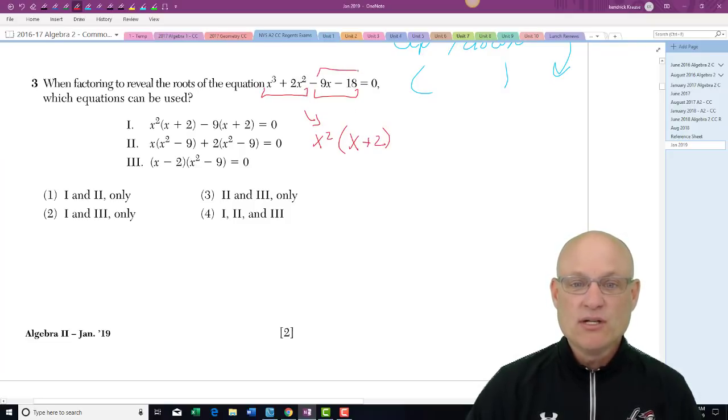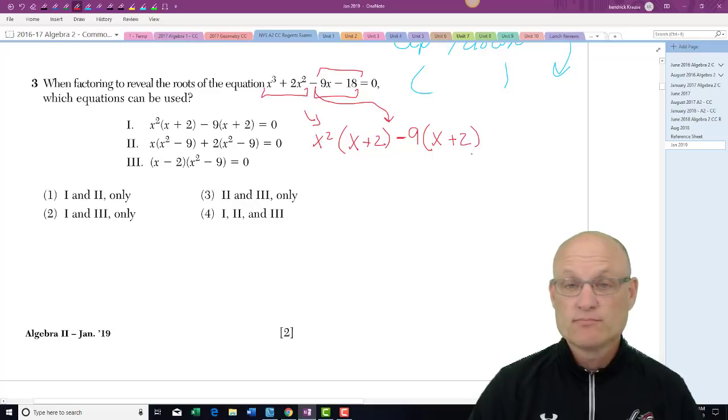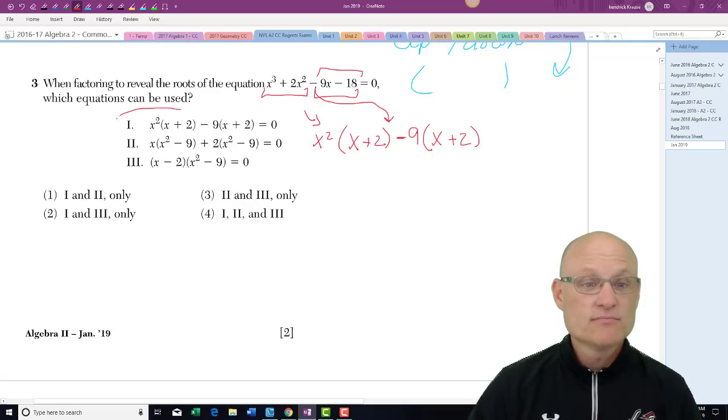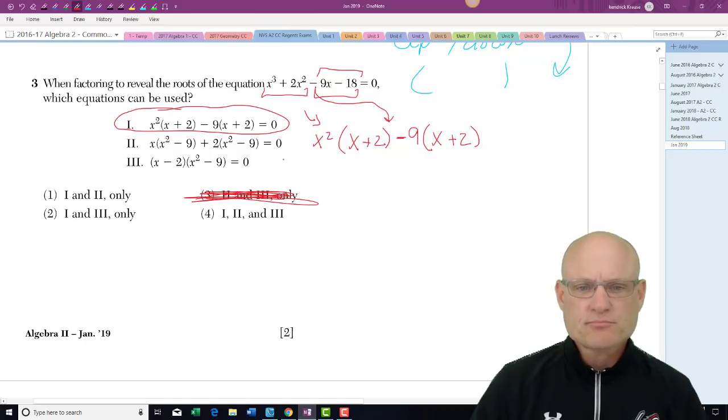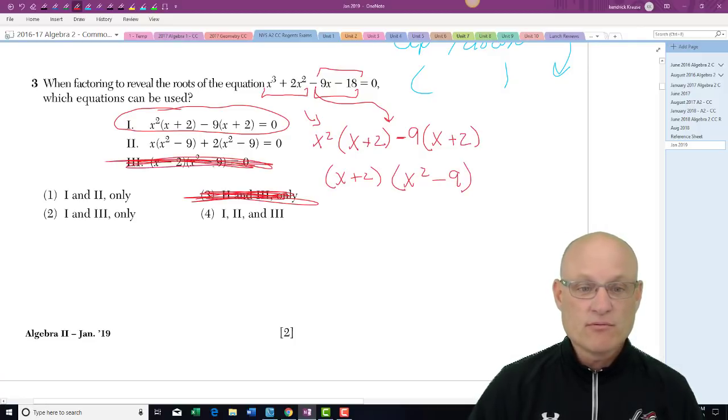And then out of these 2, I can take out a 9, but because I have to copy over whatever sign this is, it's really taking out a negative 9, and I'm left with x plus 2. Now, that's this one, so anything with 1 in it has to stay. Now I have to check 2 or 3. If I factored this, it would be x plus 2 times x squared minus 9. So that makes this one not right. So anything with 3 in it's got to go.